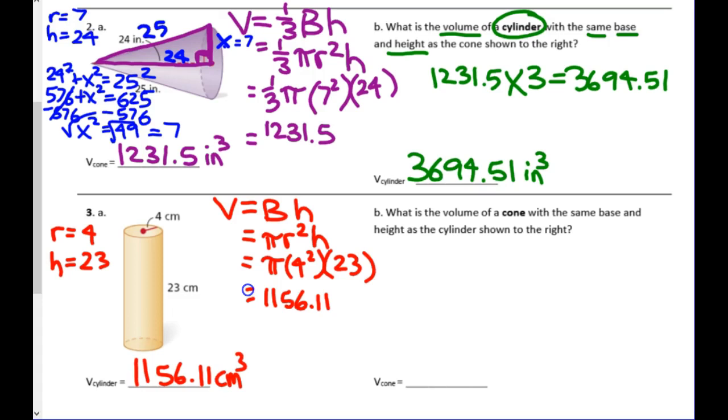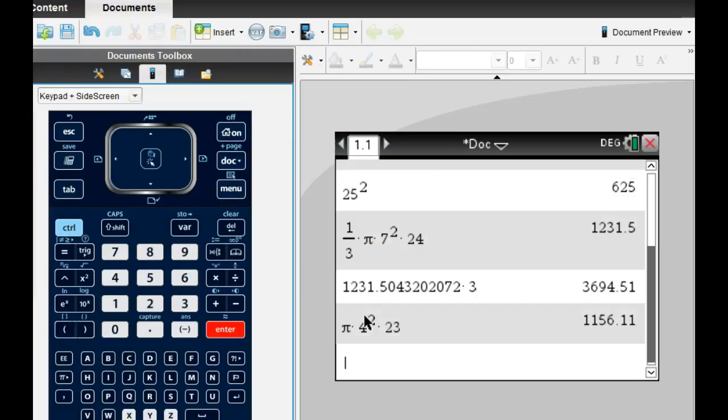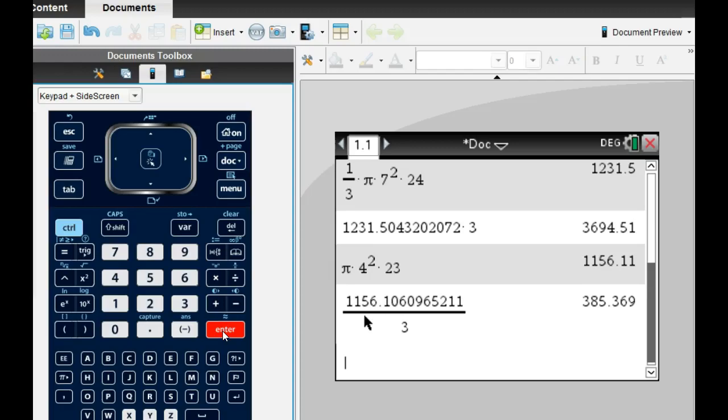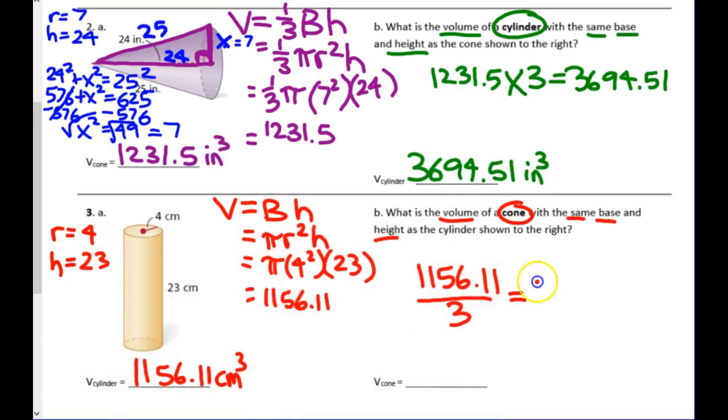And just like number 1, how do I go from a cylinder to a cone with the same base and the same height? What do I do with 1,156.11? Multiply or divide? We're going down, getting smaller, so we're going to divide by 3. And we get 385.37. And those units are going to be centimeters cubed.